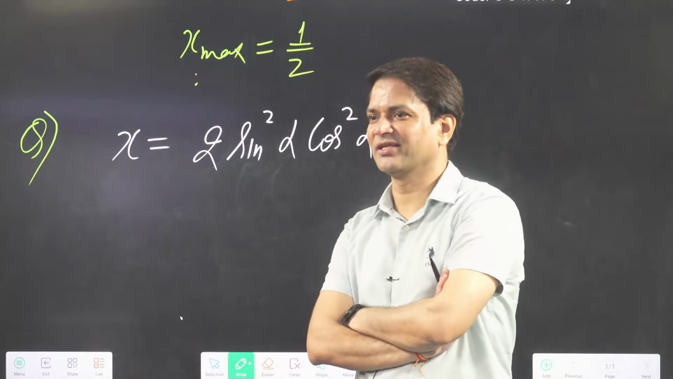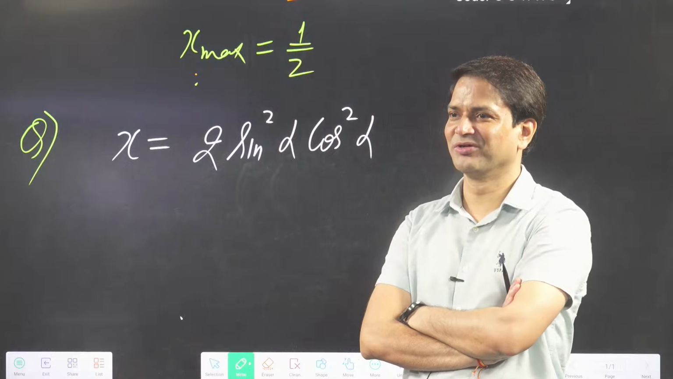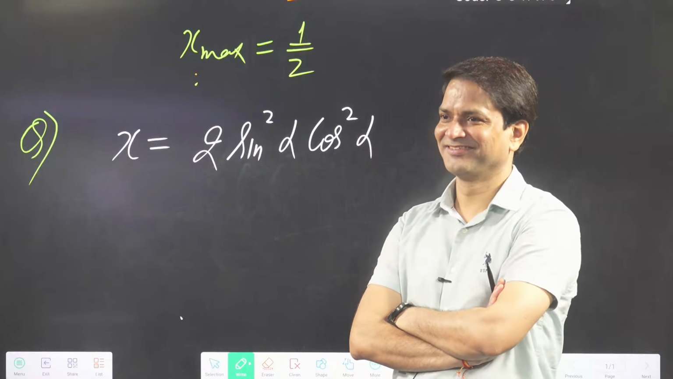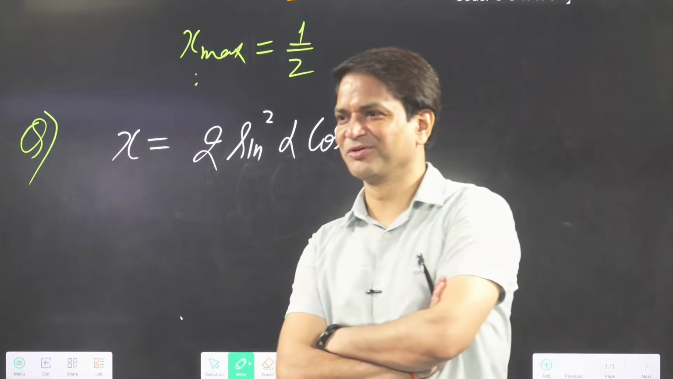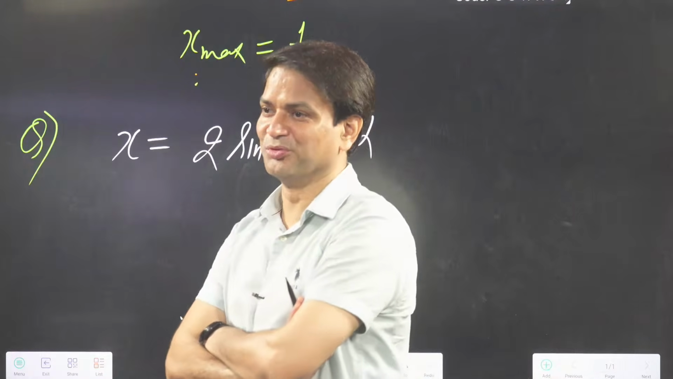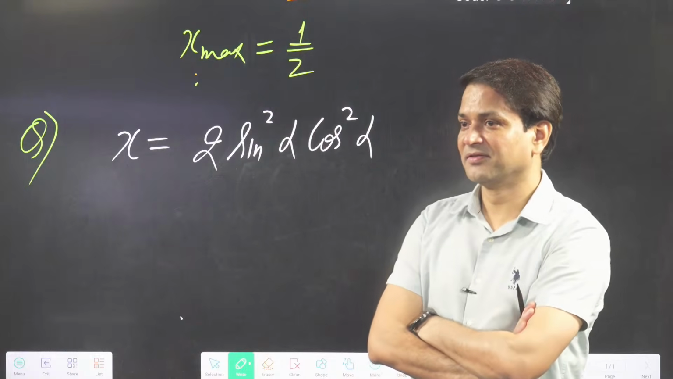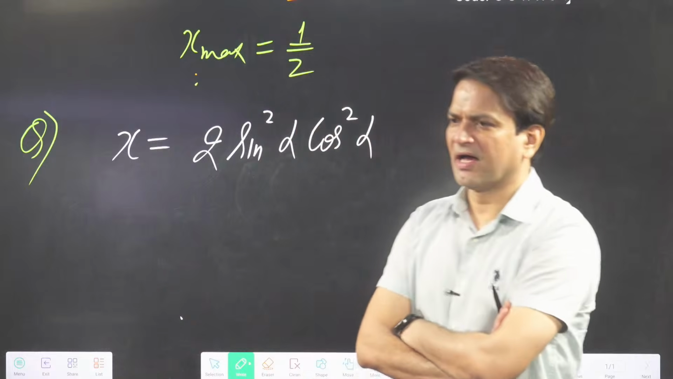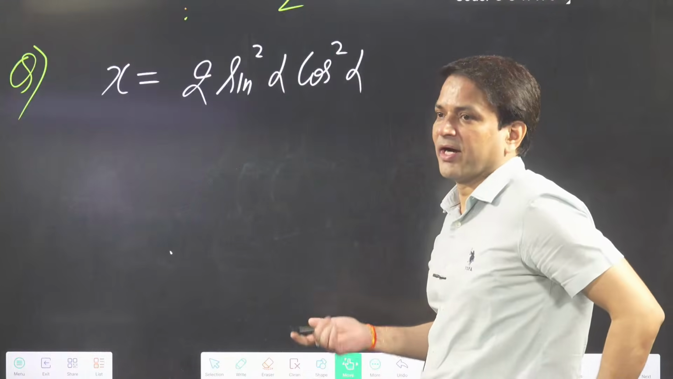1 by 2. Any other answer? 1 by 2. Very good. 1. Okay. 2. Who is saying 2? They have taken sin alpha, cos alpha as 1, 1. The answer is 1 by 2.